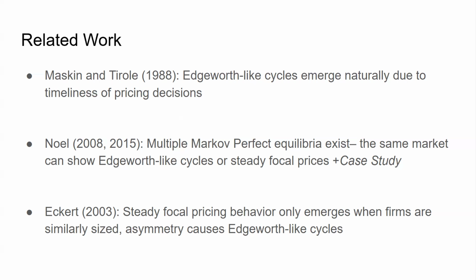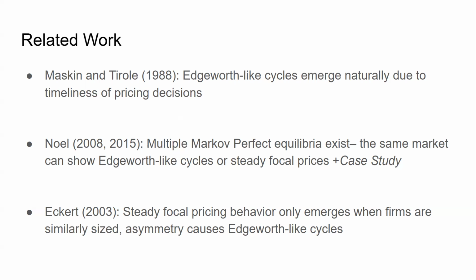And there's a case study that he wrote a paper on where there was a refinery explosion in Canada, and this caused a supply shock, which then took a lot of markets in the area that used to display Edgeworth-like pricing cycles, and they started to display steady focal prices. And these are the same markets. This is just before and after a supply shock. So that displays the fact that there can be two different optimal pricing strategies to be seen over a whole market.